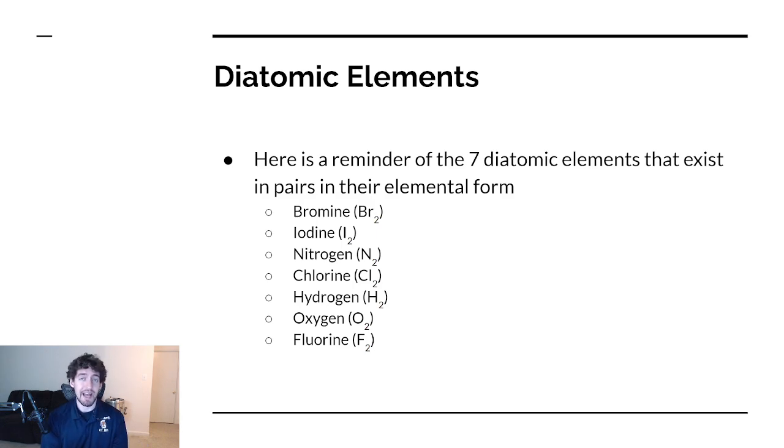The 7 elements that are diatomic by nature are bromine, iodine, nitrogen, chlorine, hydrogen, oxygen, and fluorine. I usually write them in this order because when you do, it kind of spells this funny, German-sounding name called Brinkelhoff. Brinkelhoff.